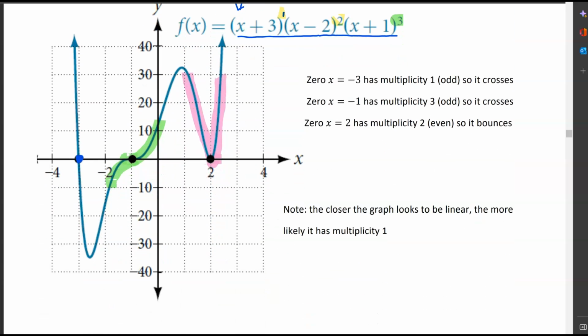So notice, it crosses with those odd multiplicities, but it bounces with that even multiplicity. The closer the graph looks to being linear, the more likely it has a multiplicity of 1. Notice how this one looked like a linear function, but this one did not, neither did this one. So that meant that this one was closer to being a multiplicity of 1, and we saw that it was.